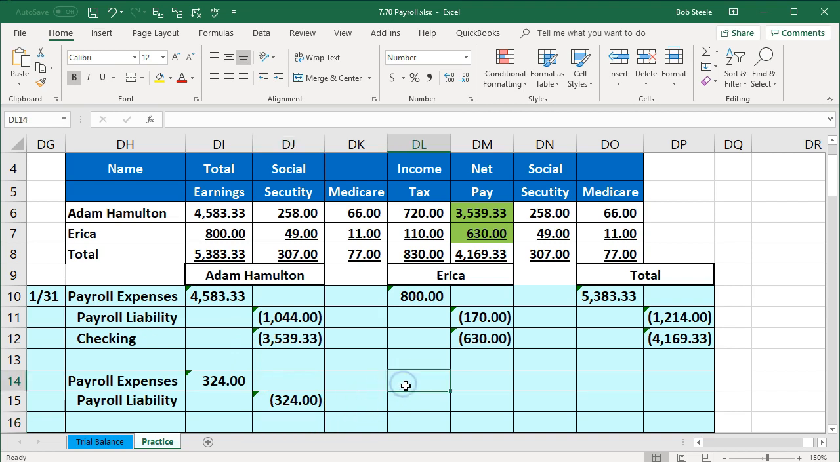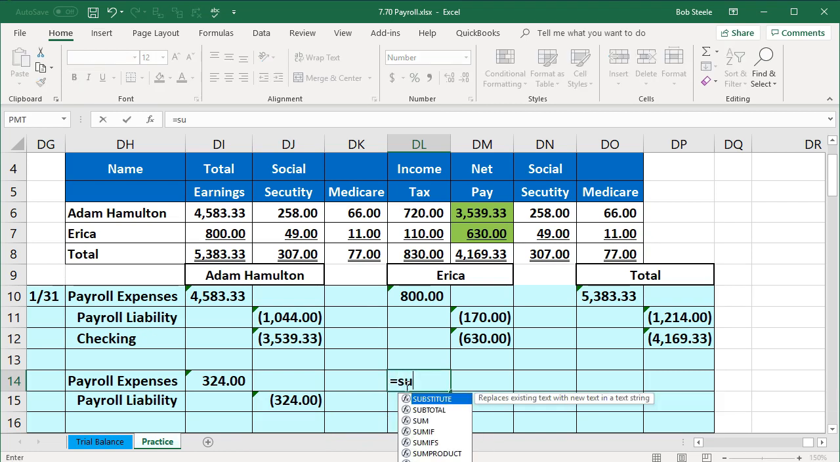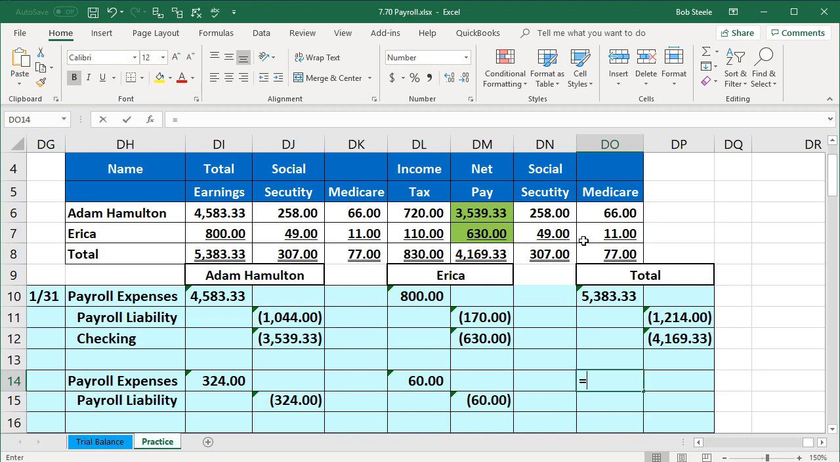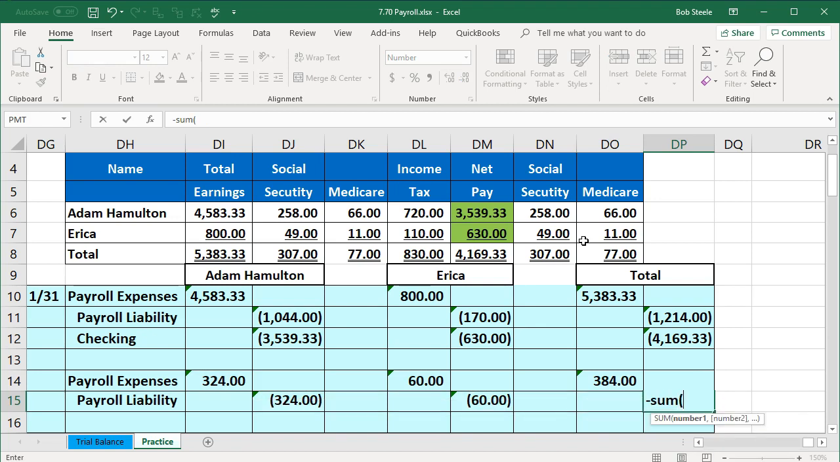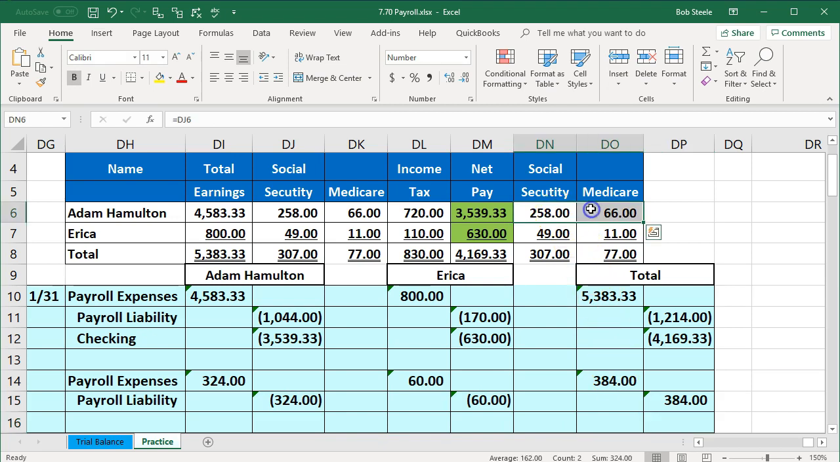So then we're gonna do the same for Erica, sum of these two, and then the credit. And then of course the total is going to be the sum of all this. So again, we can think about this in terms of one by one. This is what we owe for our payroll taxes based on Adam's wages. This is what we owe for our payroll taxes based on Erica's wages, and then the total is just what we owe in total. So now we can take this information and enter it into the system.